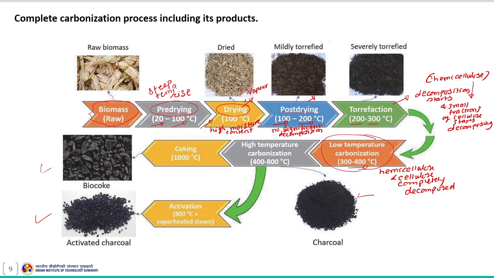Followed by that is the high temperature carbonization. We also discussed the high temperature carbonization in the previous slide. It occurs between the temperature range of 400 to say 800 degree C here, and in this stage very high carbon rich charcoal is obtained. If you see this picture, which is after the high temperature carbonization, it indicates the very high carbon rich charcoal.